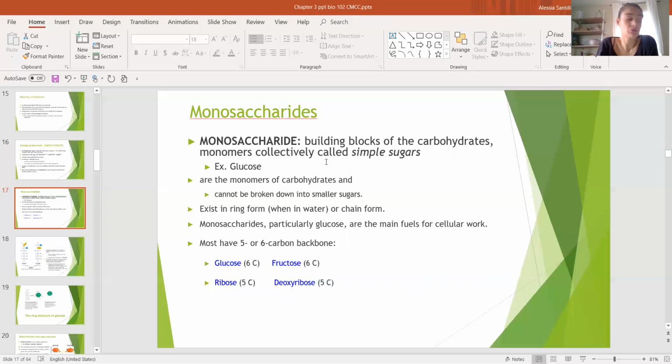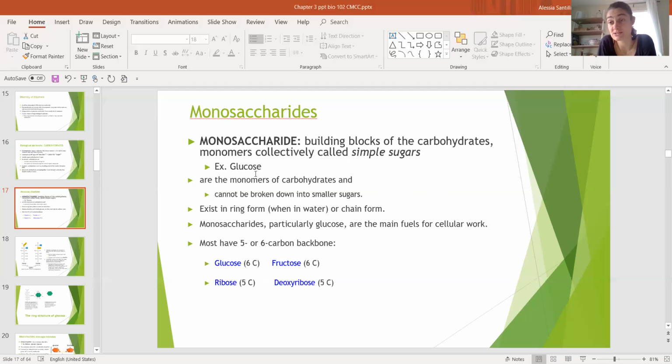Here we start talking about the actual building blocks of the carbohydrates. Remember, the building blocks themselves are considered simple sugars, so they're also technically considered carbohydrates, right? We have building block carbohydrates, which are known as monosaccharides, and then we have the bigger carbohydrates, which are called polysaccharides. Monosaccharides are your monomers, your building blocks, your individual subunits. Monomers are sometimes even called simple sugars. An example of a monosaccharide is glucose.